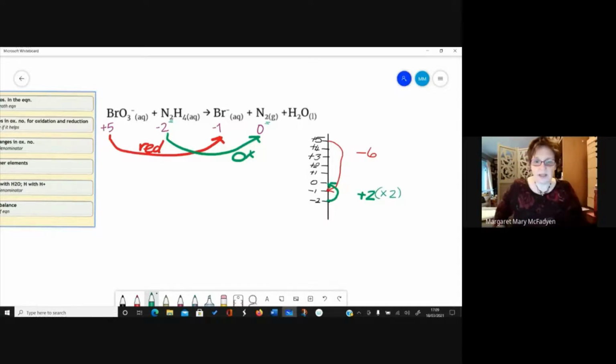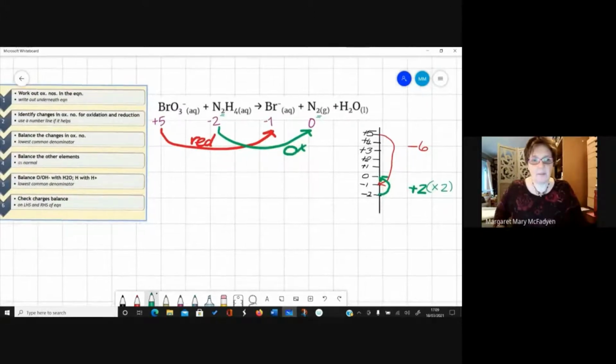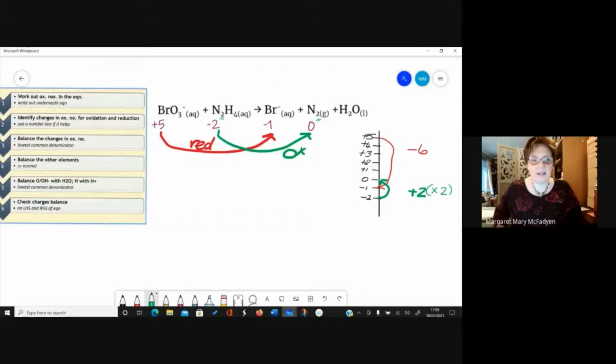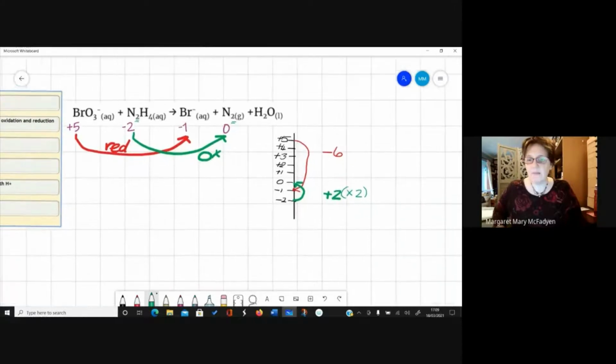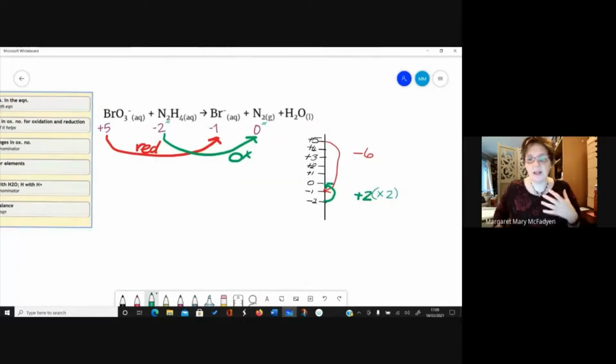Now, the next thing, once we have identified these, we need to balance them. So the minus and the plus need to be equivalent. So we can see that we would need to do this +2. We would need to do that 3 times in order to balance that -6.